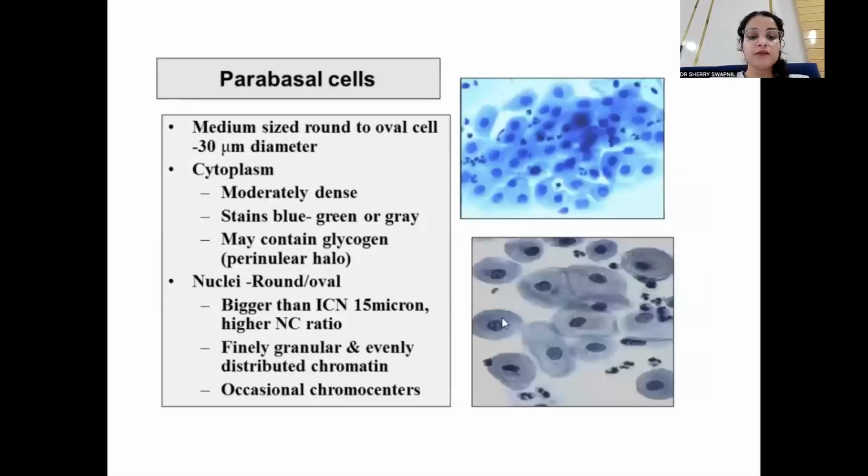Now the parabasal cells. These are medium-sized round to oval cells. Cytoplasm is moderately dense. It generally stains blue and green or gray. It may contain glycogen, which can lead to a perinuclear halo. Now moving towards the nucleus, definitely it is bigger as compared to our superficial or intermediate squamous cells, but still it is fine, granular, and chromatin is evenly distributed. So this is the key point that we have to look for while differentiating atypical cells from normal cells. Next slide please.